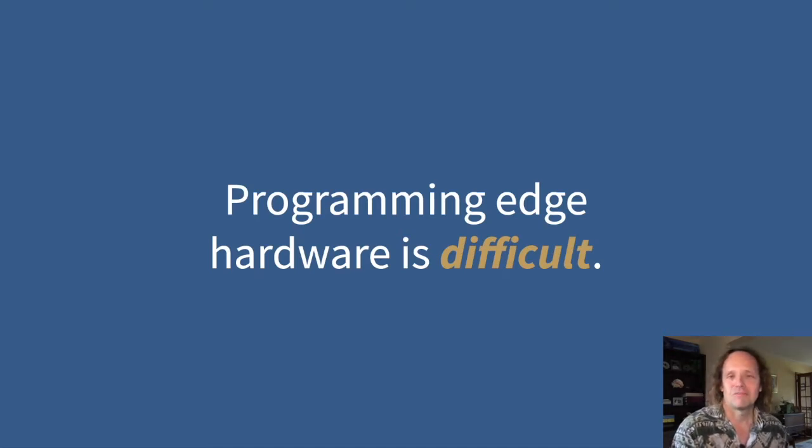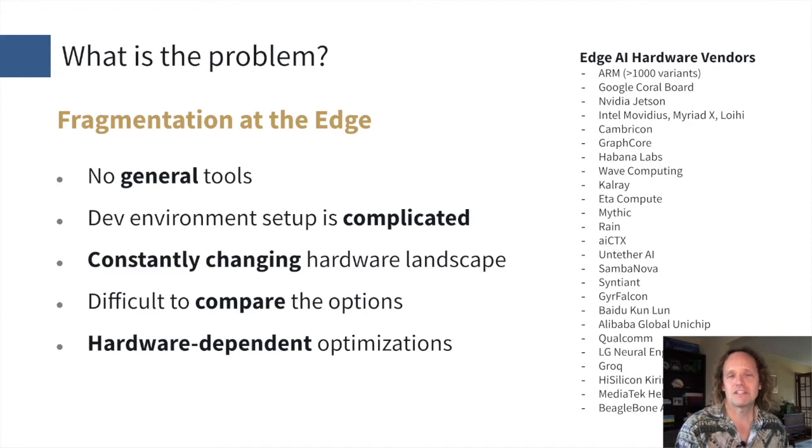Well, it's actually not really easy. Programming edge hardware is difficult, not only because you have to understand AI and the models and collect a bunch of data, but also because once you go to put it on the hardware, you're faced with some significant challenges. In particular, it's really obvious that there is a lot of fragmentation at the edge right now. So I've got a list of hardware vendors on the right. This is obviously only a partial list. And as you can see, there are many, many options when it comes to edge hardware.